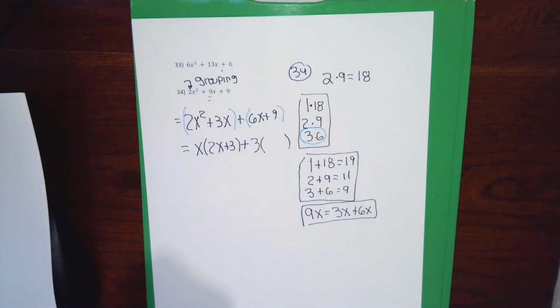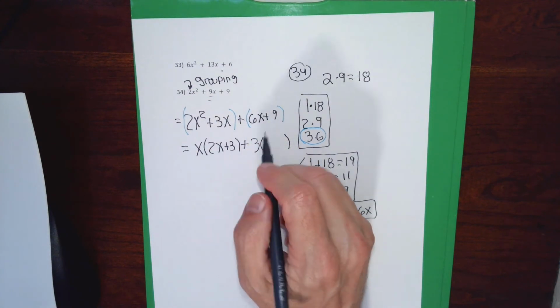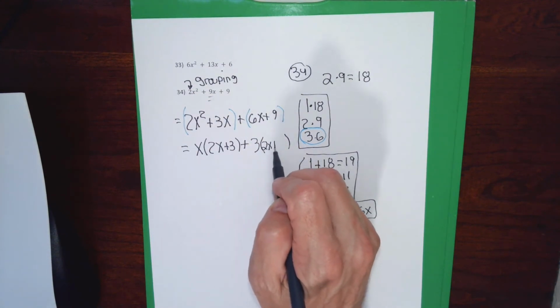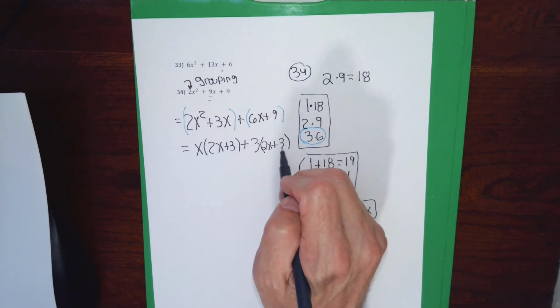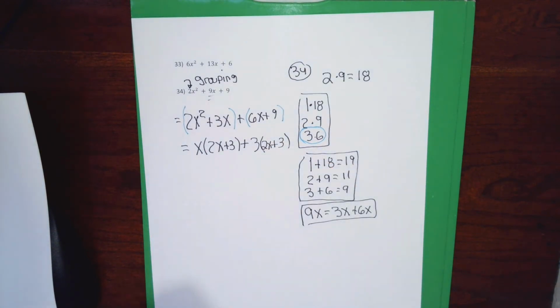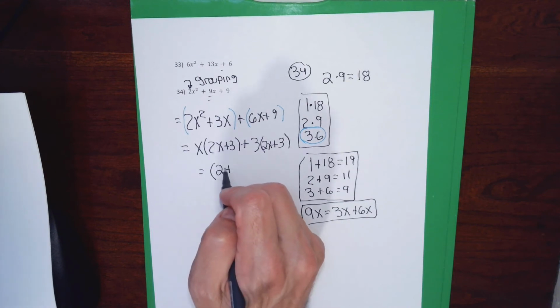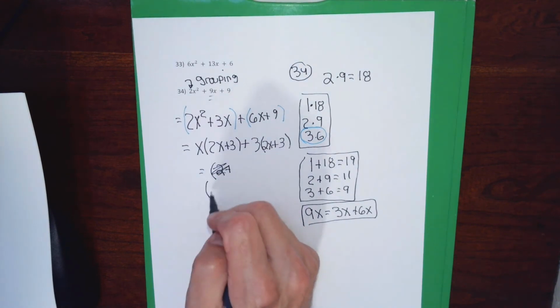Now I'll divide the numbers inside the second parentheses by 3. The 6 divided by 3 will give me a 2. I'll leave the x before the plus sign. The 9 divided by 3 will give me 3. Now I have a common factor or common parentheses that I can't seem to write down.